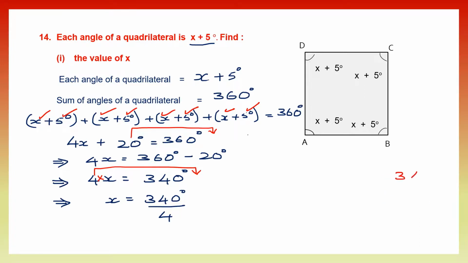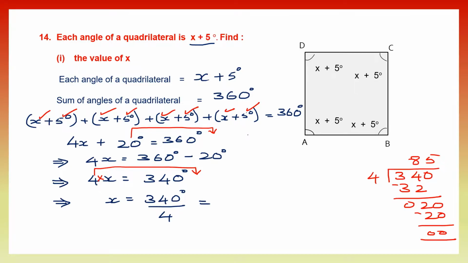So 340 divided by 4. Let's take 34. So 4 8s are 32. 32 minus 0. 4 minus 2 is 2. I bring down the 0, so it is 20. 4 5s are 20. So I've got 85. So I have found the value of x to be 85 degrees. So this is the first part that I've answered. I found the value of x to be 85 degrees.